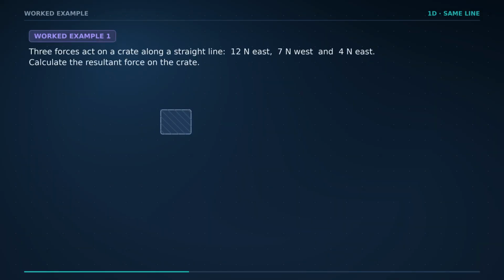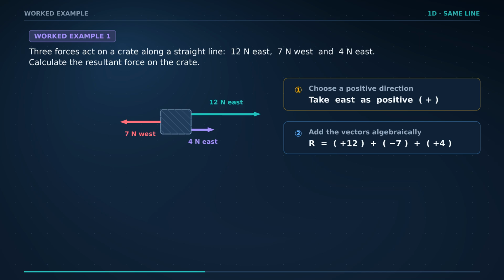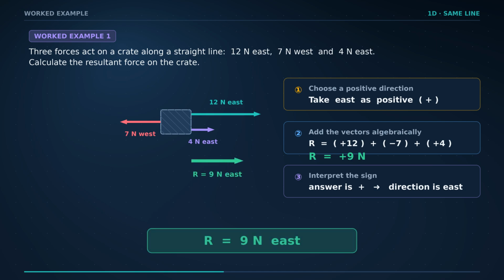Worked example 1. 3 forces act on a crate along a straight line. 12 newtons east, 7 newtons west, and 4 newtons east. Find the resultant force. Step 1. Take east as positive. Step 2. Add them algebraically. Plus 12 minus 7 plus 4. 12 minus 7 is 5, and 5 plus 4 is 9. Step 3. Interpret the sign. The answer is plus 9, so the resultant is 9 newtons east.